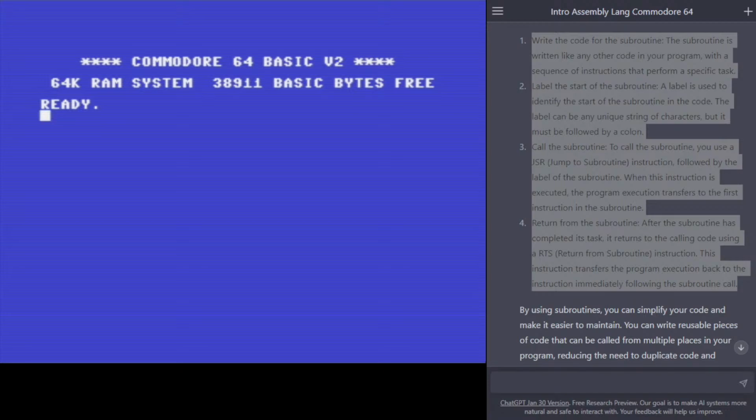Okay. So we have to write the code, and that's true of any programming language you might have. In BASIC, you've got to write the code. In C, you're going to need to write the code, et cetera, et cetera.